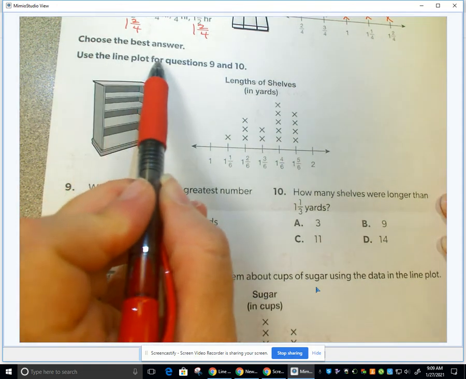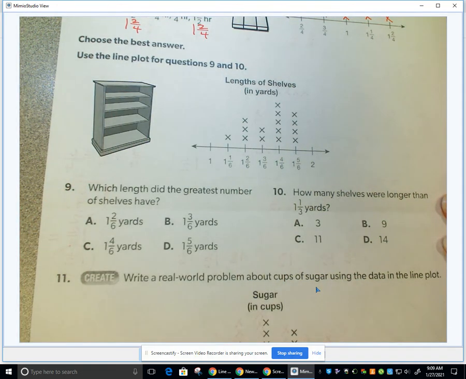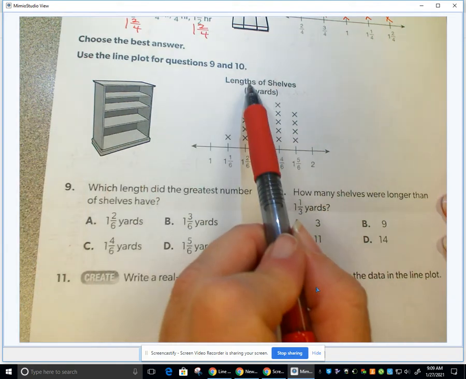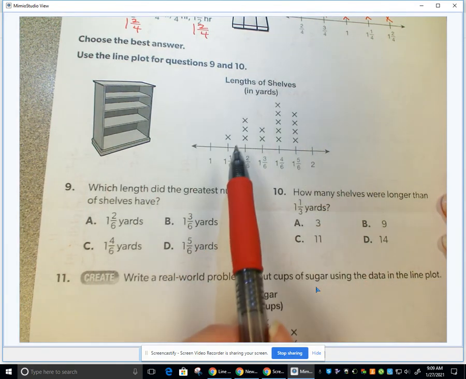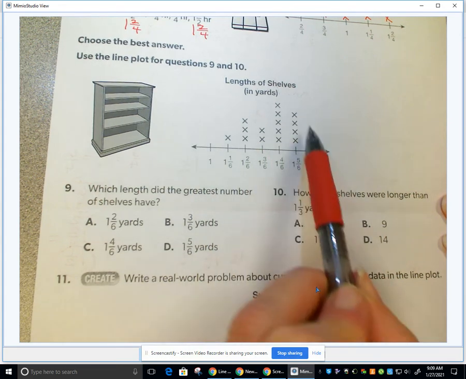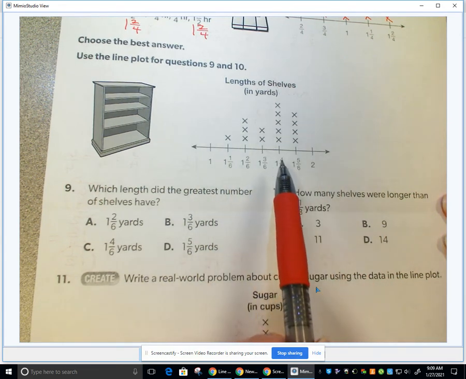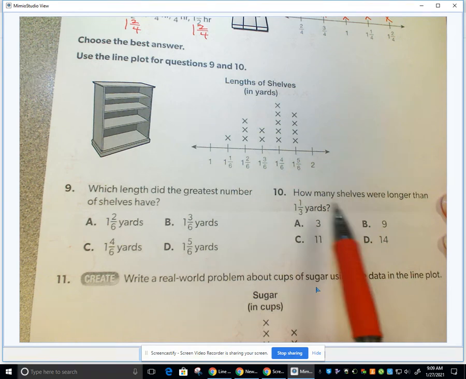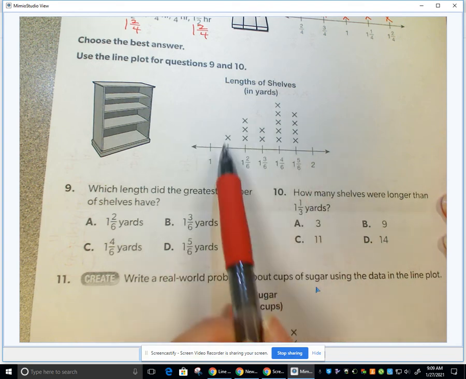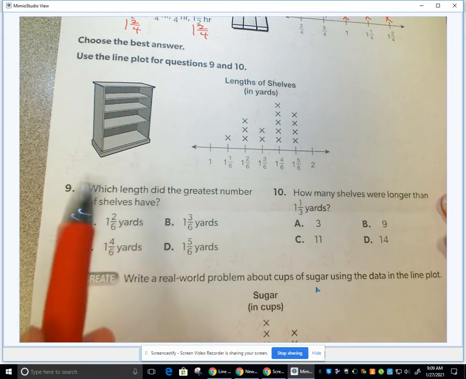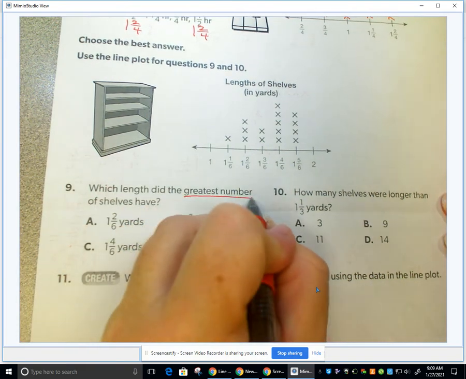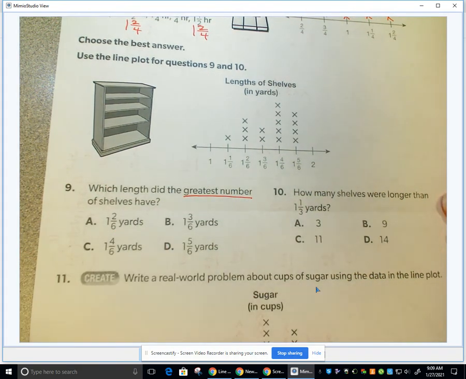We're going to use this line plot for questions 9 and 10. It's about the lengths of shelves, and they did the lengths in yards. And they've already got the line plot made for you. What you're going to do is answer these questions based on the data. Now look at number 9. It says, which length did the greatest number of shelves have?